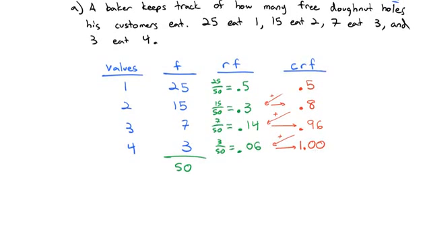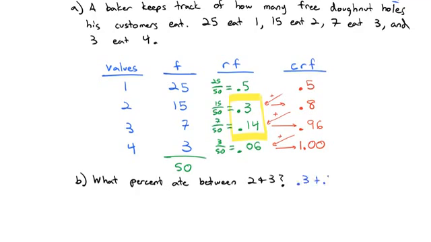Now that we have our frequency table, we can answer some questions about this baker. We could answer questions like, what percent ate between 2 and 3 donuts? 2 and 3 donuts have a relative frequency of 0.3 and 0.14. So when we add those together, 0.3 plus 0.14, the percent is 0.44, or as a percent, 44%.